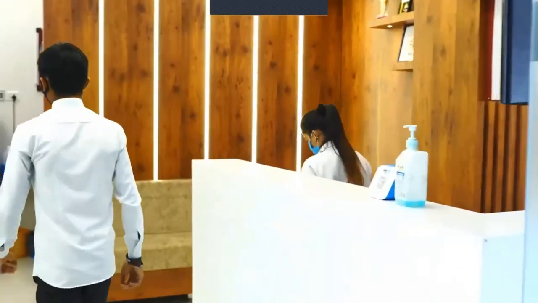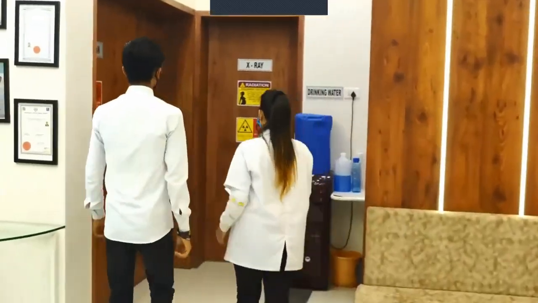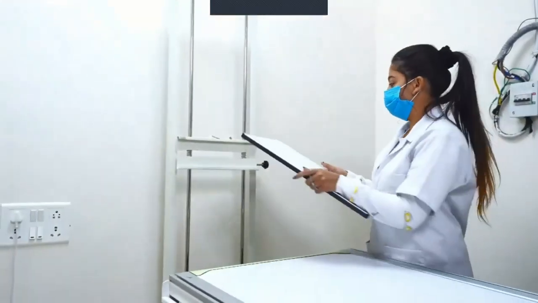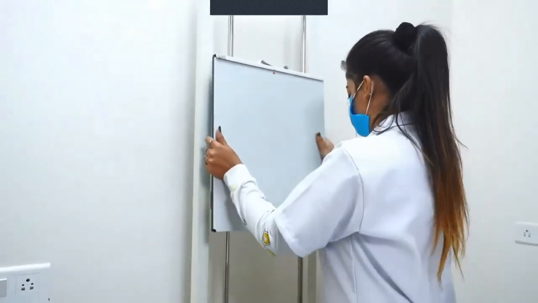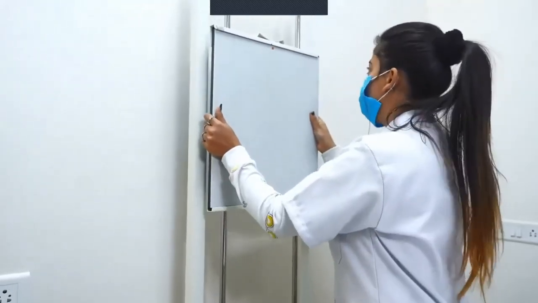So this goes off like this. The patient comes to the reception. After receiving the prescription, the patient goes with the technician to the X-ray room. This is a chest stand where we fix the cassette.